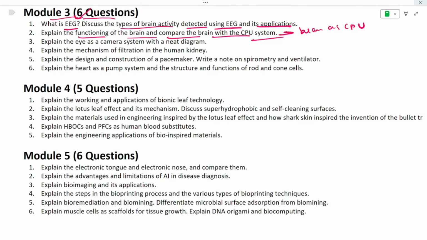And again EEG also, I have done module 1, module 2, module 3, module 4, all the videos. Only pending is module 5. Immediately after this video I will be uploading that also.